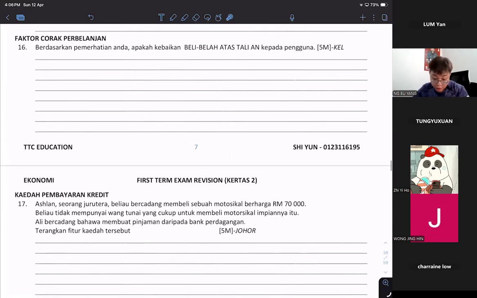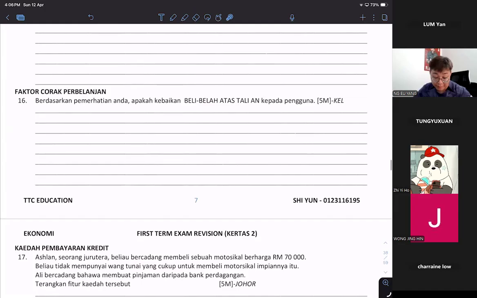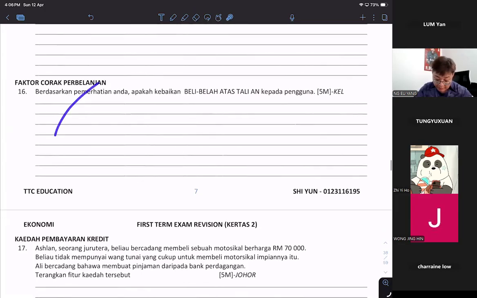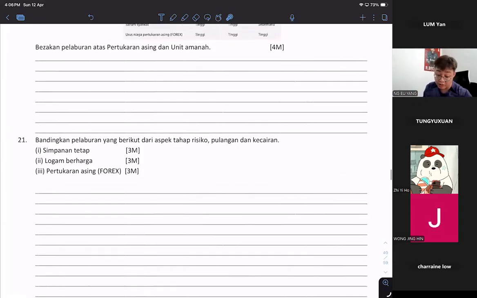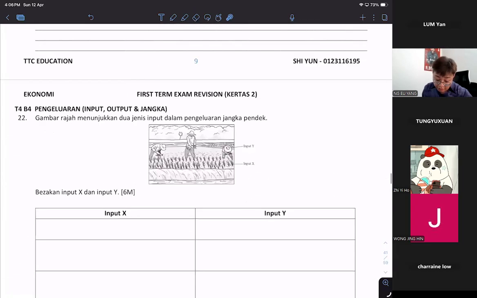So the last question, guys, actually I wanted to focus on your Form 4 Bab 4. Corak perbelanjaan, skip. So guys, these exercises you try first, refer to the nota, do self-revision, and then only ask questions, ask the answer from me. So Form 4 Part 3.